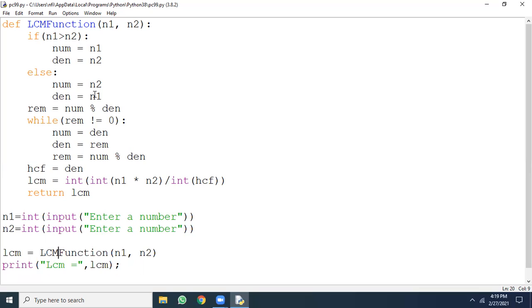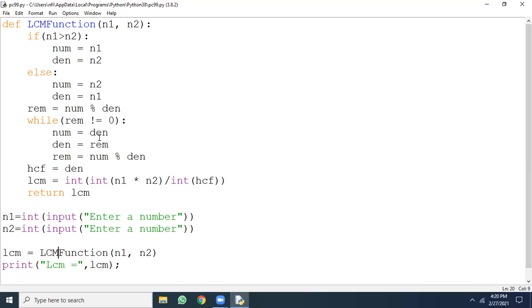So the first part of the function is comparing the values of n1 and n2 and placing the larger number in the numerator and the smaller number in the denominator. Then we are finding the remainder after dividing the numerator by the denominator. Num mod den gives us the remainder. Now while the remainder is not equal to 0, we shall continue this process.